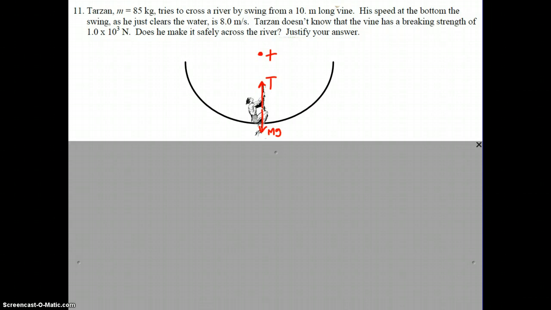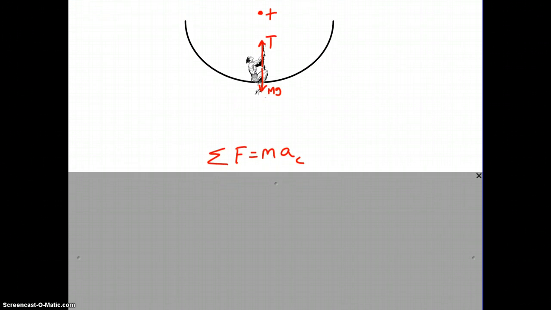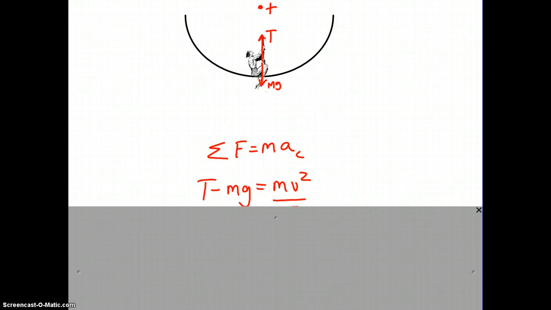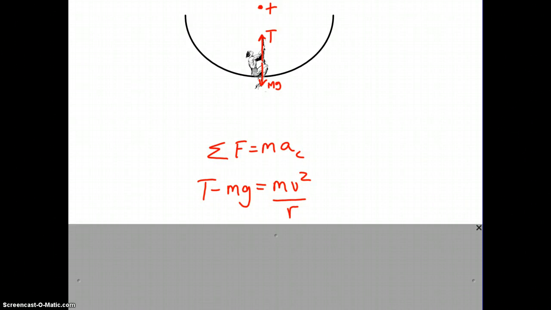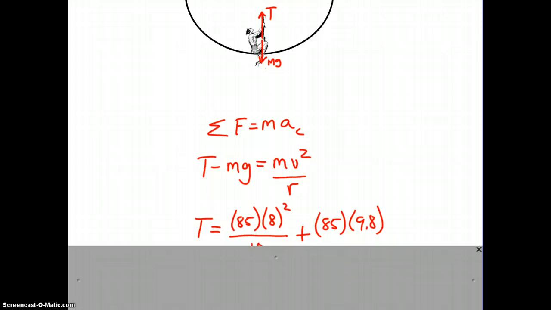We set up Newton's second law, sigma F equals ma. Is Tarzan accelerating? Yes, because he's traveling in a vertical circular path. So we put the subscript c on our a. And now we summate the forces causing Tarzan to centripetally accelerate. Since the center of the circular path is positive, the tension would be positive and the weight negative, so T minus mg equals mv squared over r. We can go ahead and add mg to the other side and then substitute.